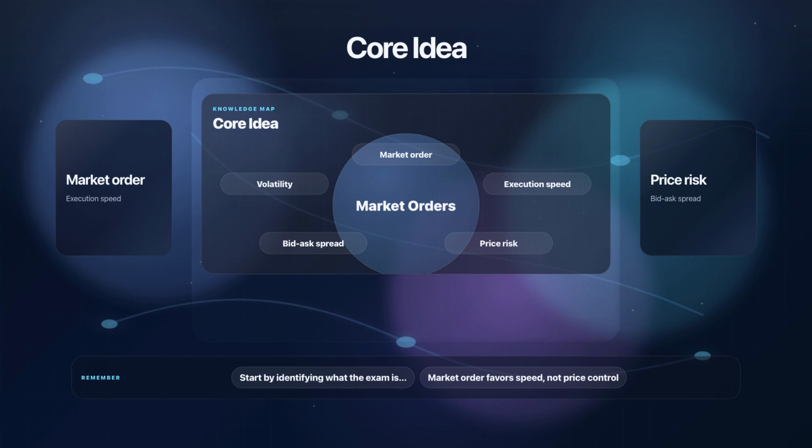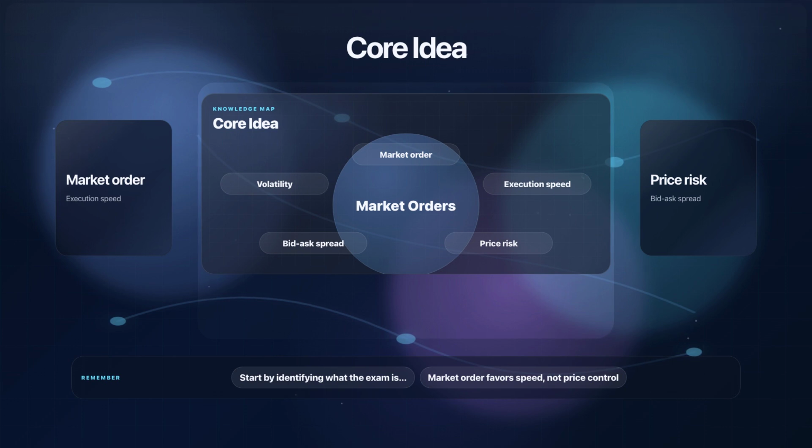The core idea is that a market order prioritizes immediate execution, but exposes the customer to price uncertainty. Domain 3 is highly practical. It tests order handling, account structure, customer information, settlement, suitability, and prohibited conduct. Your job is to connect the rule to the customer, the transaction, and the safest compliant action.